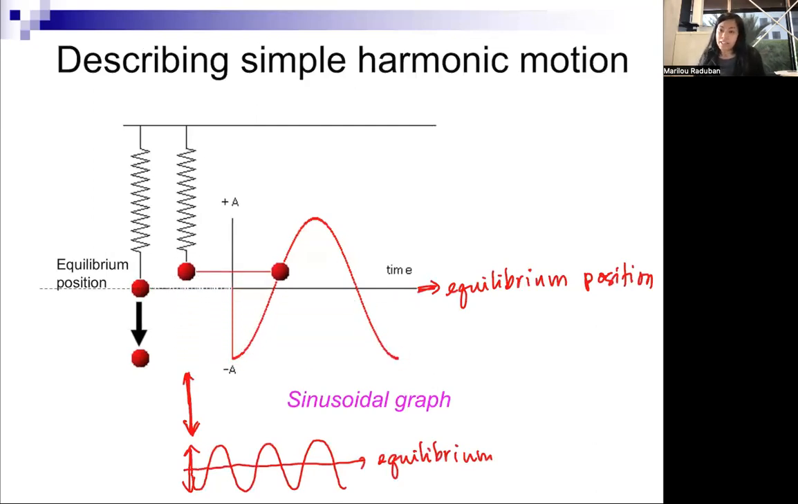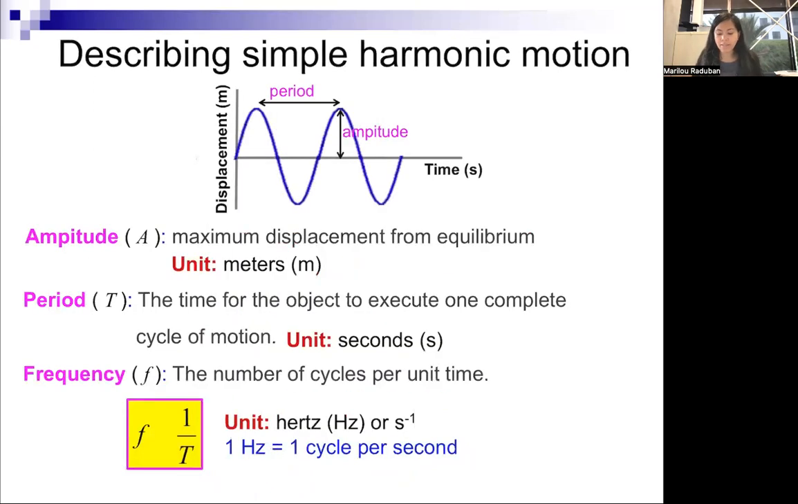Okay, so then knowing what a simple harmonic motion is and what a sinusoidal graph is, we can then define some parameters that describe simple harmonic motion. So here's the sinusoidal graph that we've seen earlier. The middle point, this is the x equals 0 position, the equilibrium position where x is equal to 0 or displacement is equal to 0. And notice how the object oscillates about this equilibrium position.